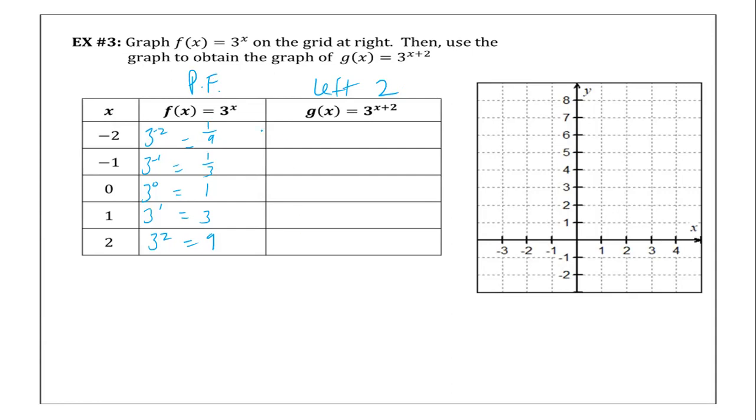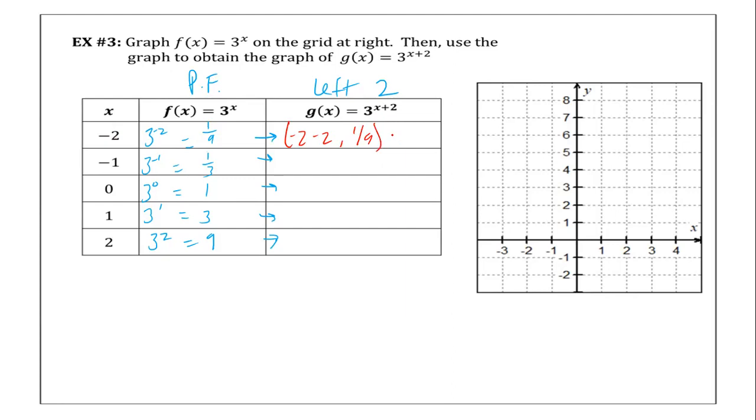So then what are my new points for g of x? We're going to write them as ordered pairs. So I'm changing each x, right? So to each x, I am subtracting 2, correct? So I'm going to write it out fully first for the first one, and then I'll stop writing it from there. So I have negative 2 minus 2, comma, 1/9. Does that make sense?